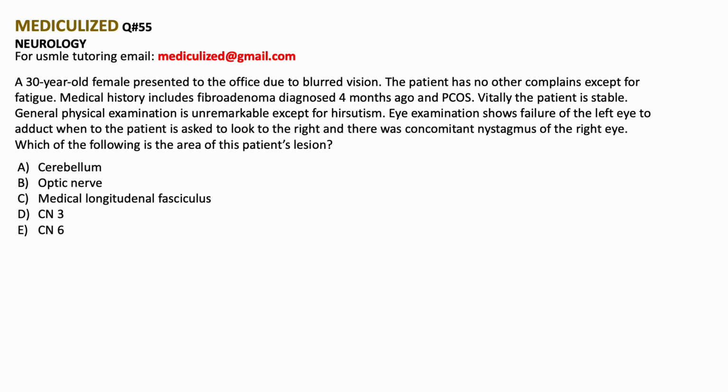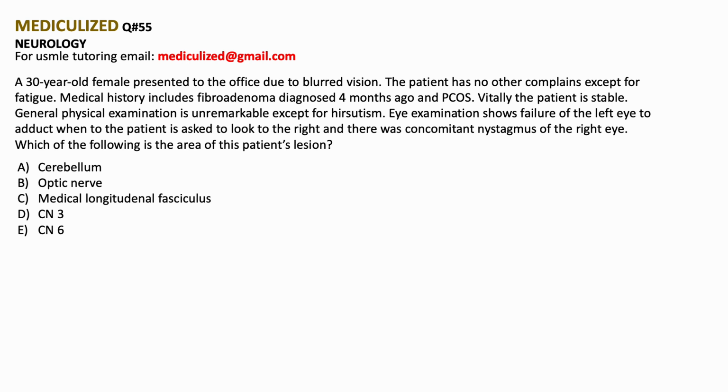So remember, the thing that they are describing here is something called internuclear ophthalmoplegia, and it is a medial longitudinal fasciculus lesion. C is the right answer. Usually it is seen in someone who has multiple sclerosis. Usually it's common in females. Other risk factors include vitamin D deficiency, someone who lives in cold climates. These are some of the risk factors for MS.